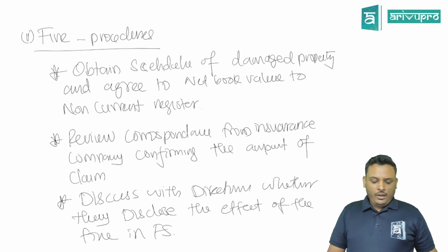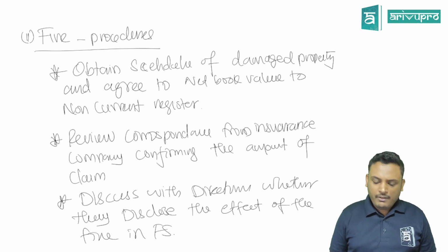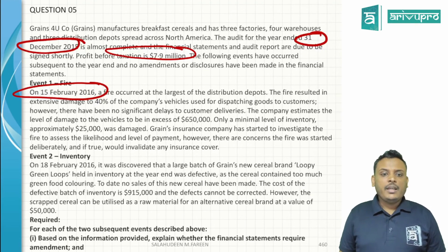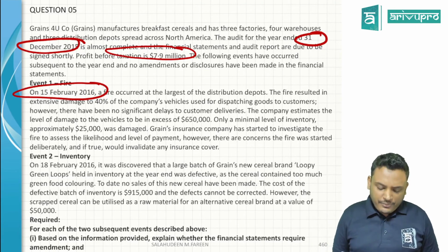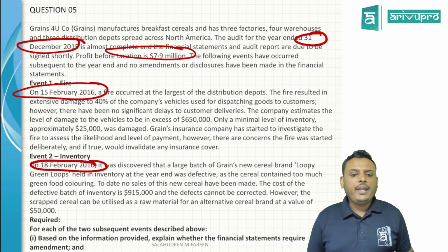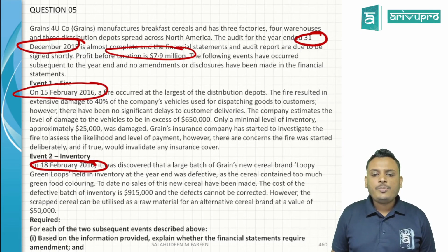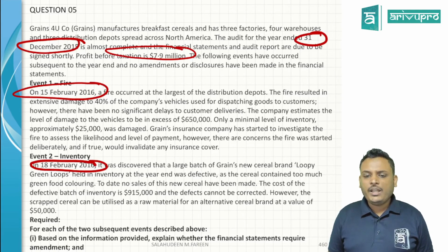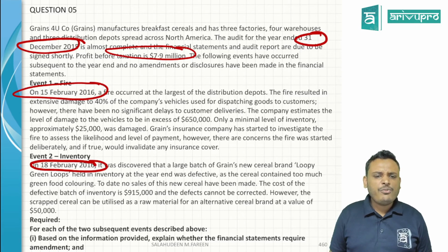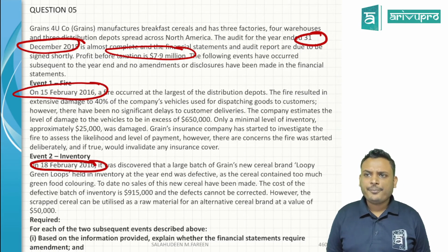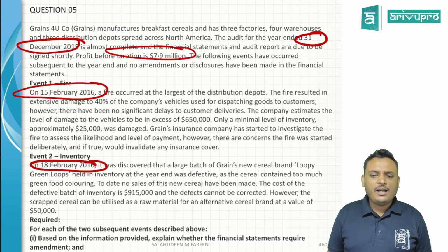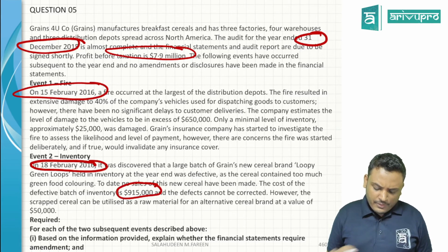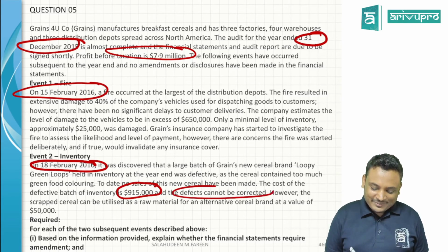Okay. Right, now let's see, the first one understood, right? Shall we move to the second part of the question? Inventory, event 2. On 18th February, this is also a subsequent period. On 18th February, it was discovered that a large batch of grains, new brand Loopy Green Loops, held in inventory at the year end was defective. This particular item contained too much green food coloring chemical. To date, no sales of this product were made. So the cost of the defective batch, how much? 915,000. These defects cannot be corrected.